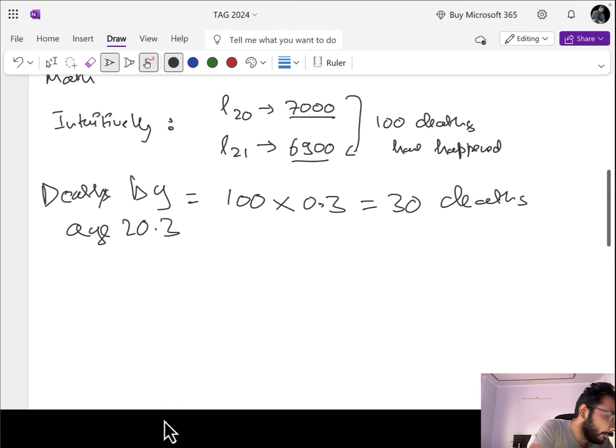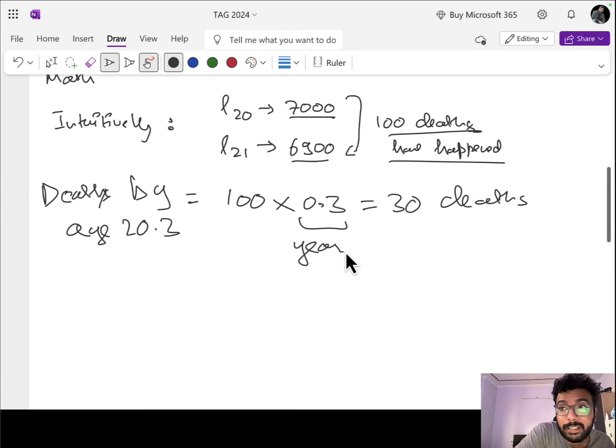That's a reasonable assumption, right? So I've assumed that deaths are distributed linearly throughout the year. So if 100 deaths happen in 1 year, then in 0.3 of a year, 30 deaths would have happened. Now that may not be realistic, right? It can happen that in 0.3 of the year about 50 deaths have happened, and in the remaining 0.7 of the year, another 50 deaths have happened. But we do not know that.